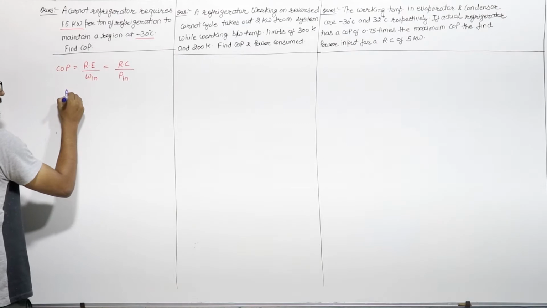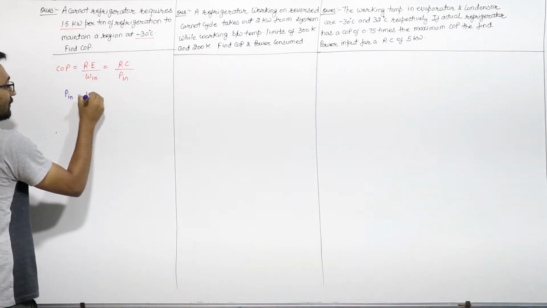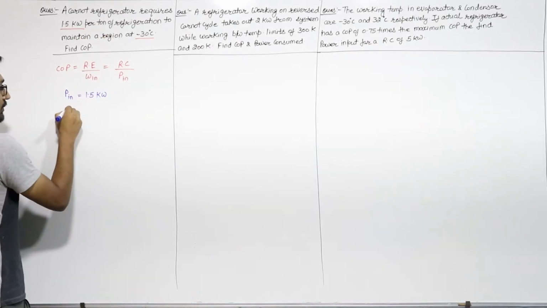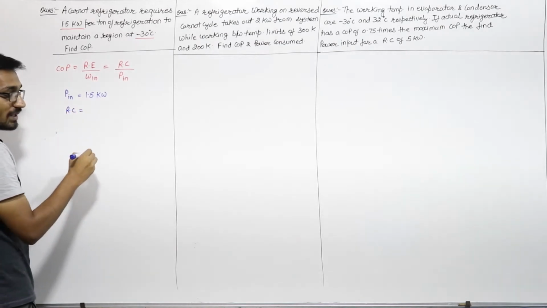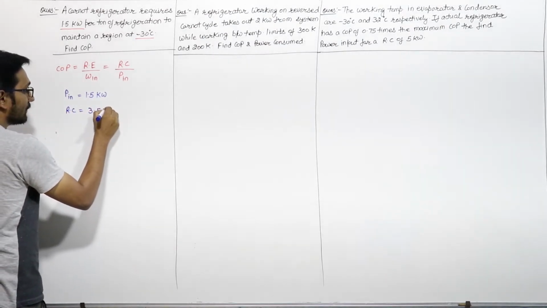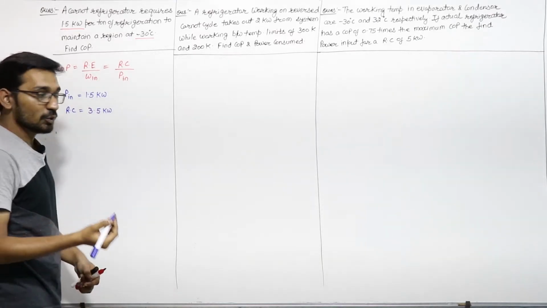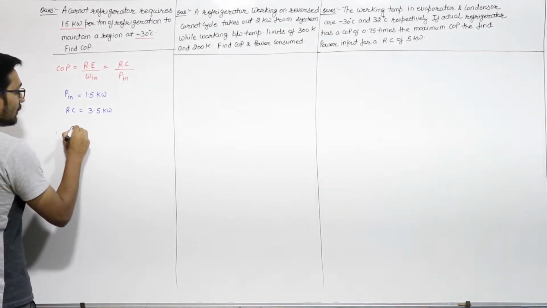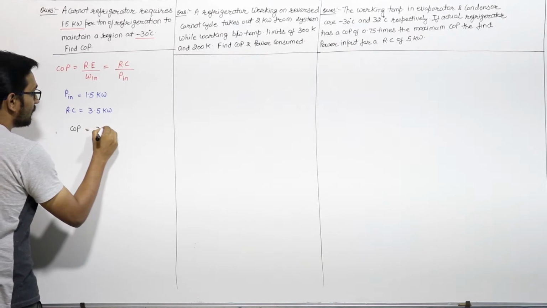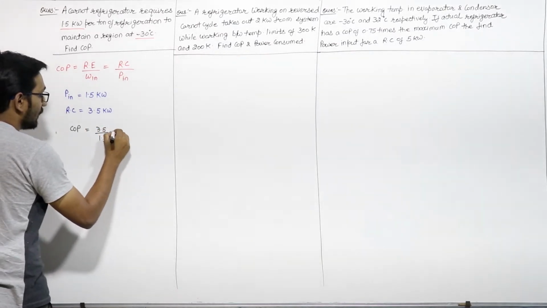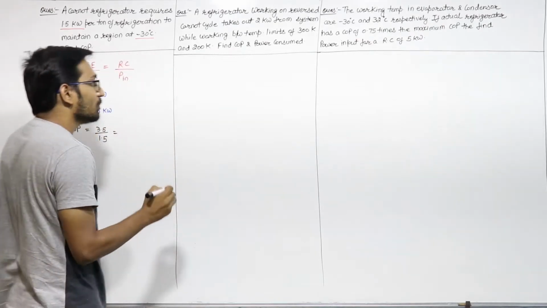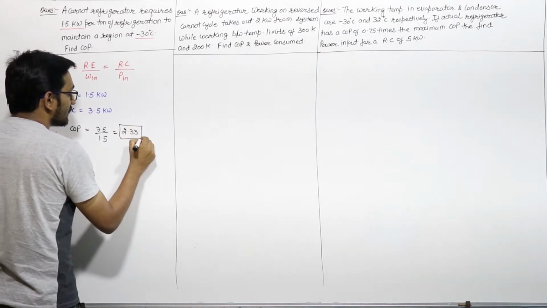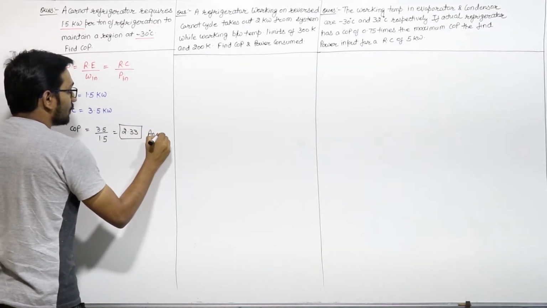So power input, as per the question, is equal to 1.5 kilowatt. This much power is required for 1 ton of refrigeration. So 1 ton of refrigeration is equal to 3.5 kilowatt, or you can say 3.5 kilojoule per second. This is the refrigeration capacity, and with the help of this you will be able to find the COP, which is equal to 3.5 divided by 1.5. So this will be equal to 2.33. So the COP of this Carnot refrigeration is 2.33.